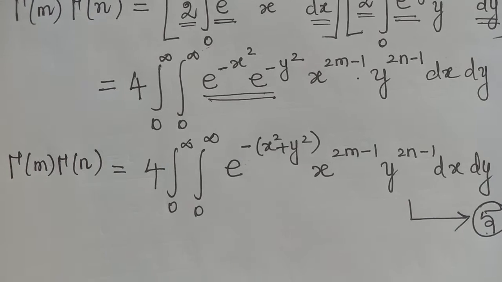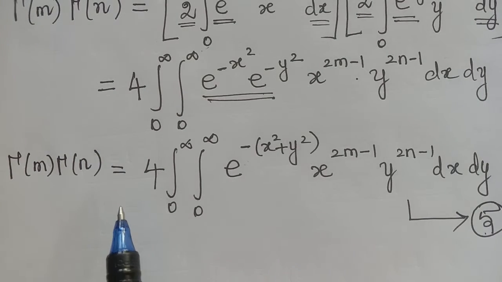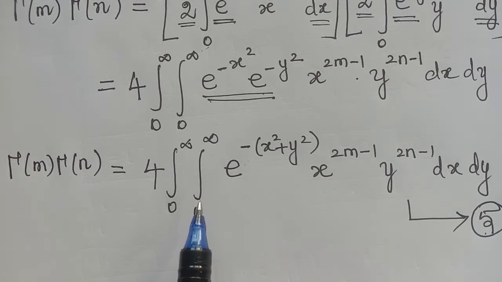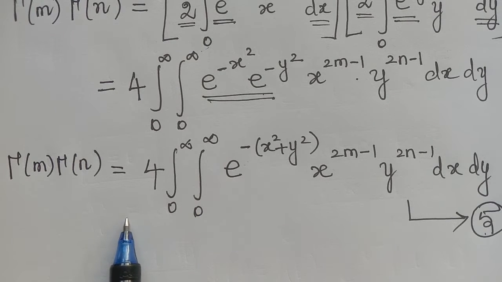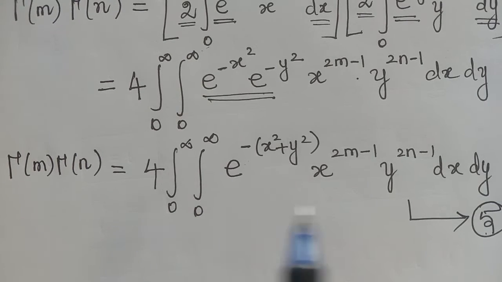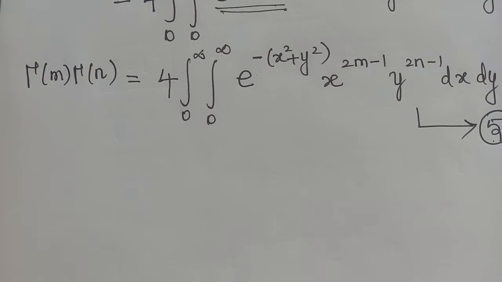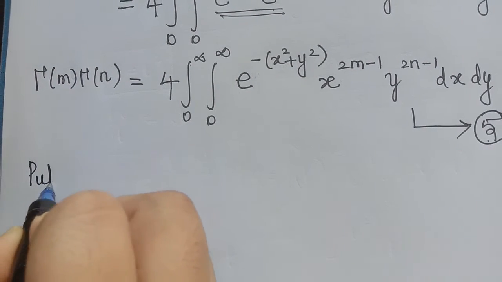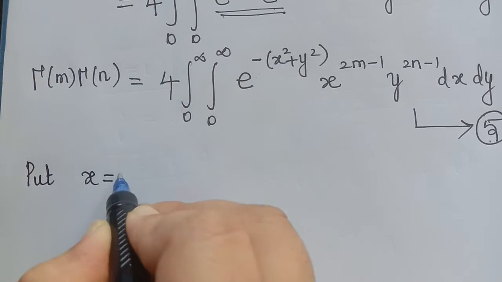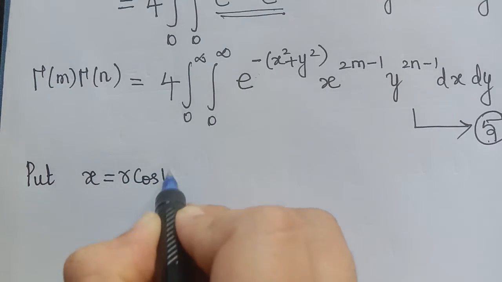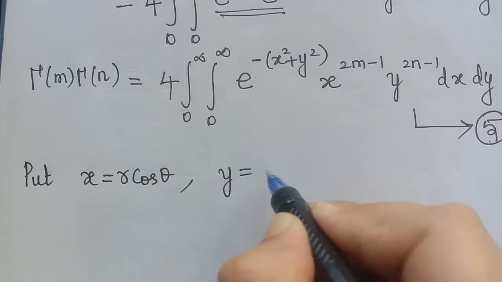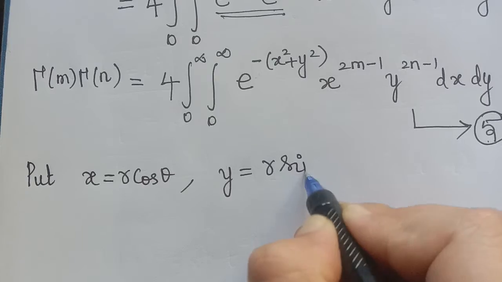Now again in this equation 5, we are going to make a substitution where we will be using the coordinates r comma theta. So what we are going to do is we are going to put x is equal to r cos theta and y is equal to r sin theta.